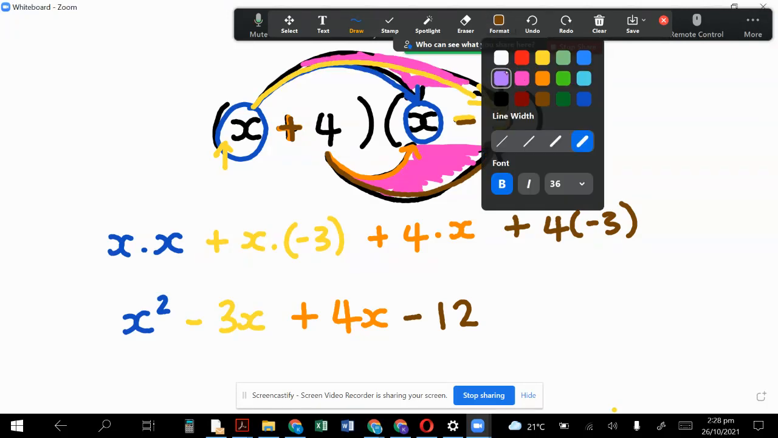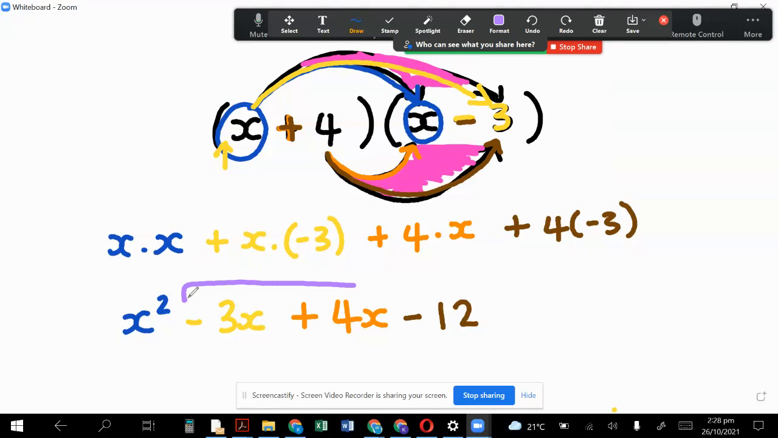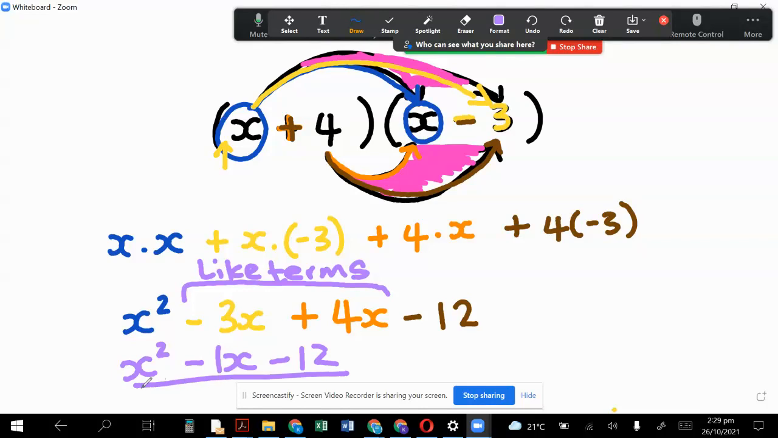In the middle, we have what is known as like terms. Like terms, you can add and subtract. So in my final answer, I'm going to have x squared, and the like terms minus 3 plus 4x, which is going to become minus 1x. And then minus 12 stays where it is. I've now expanded the bracket, and I am done.